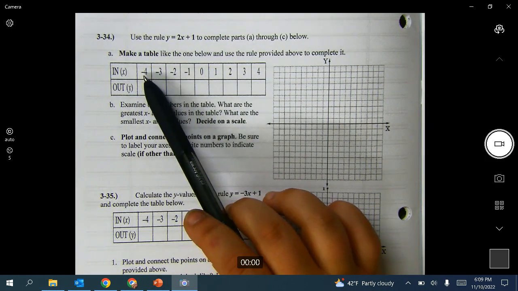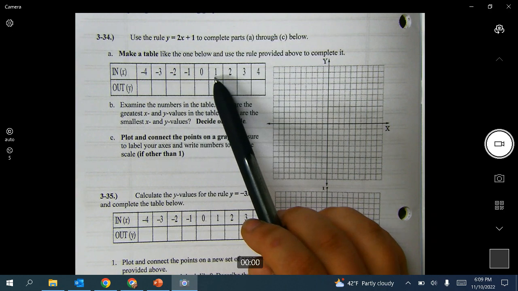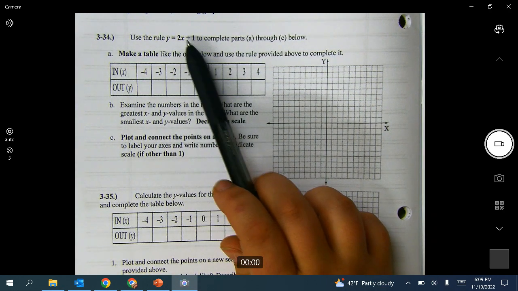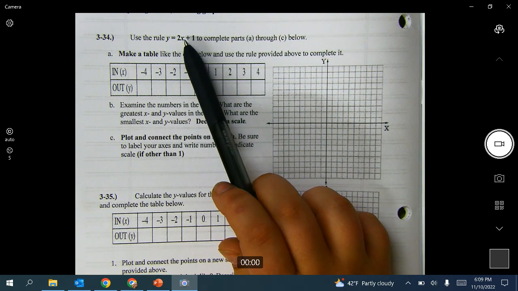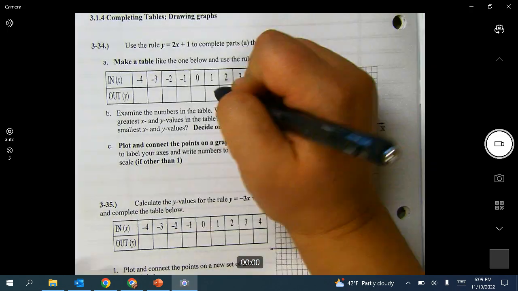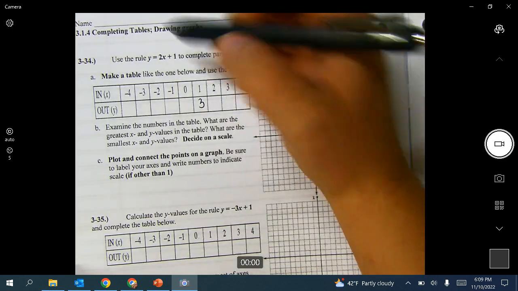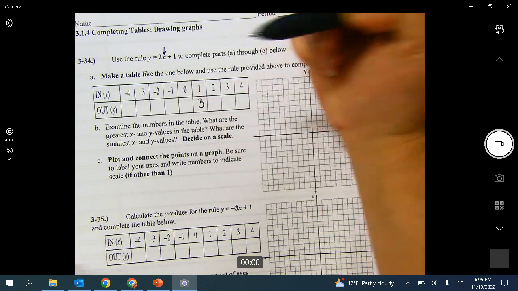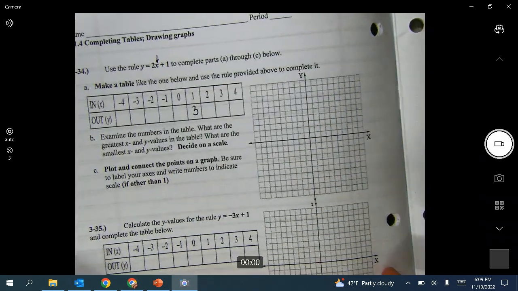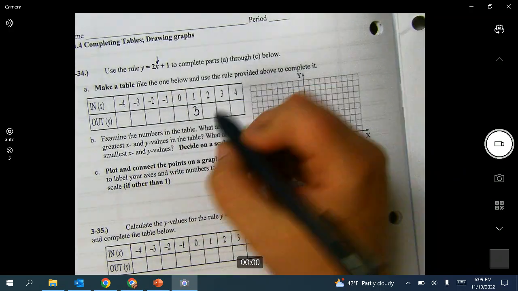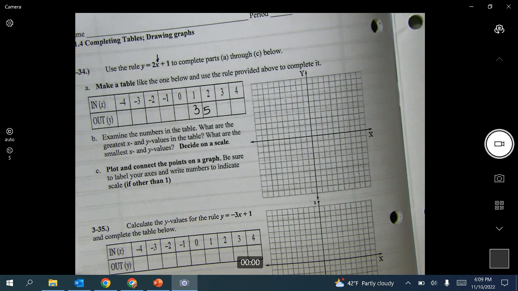Okay, so let's start over here with some positives to make it easy. If my input, if my x is 1, that means I am substituting 1 in here for x. So I would have 2 times 1, which is 2, then plus 1 gives me 3. I can do the same thing with 2 now. I'm going to put 2 in for x right here. So I would have 2 times 2, which is 4, but then I need to add 1, which gives me 5.